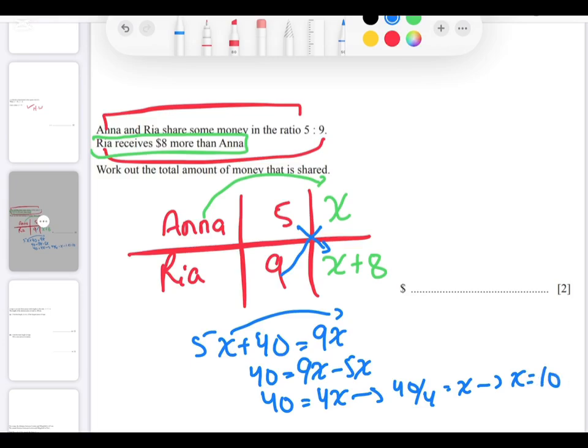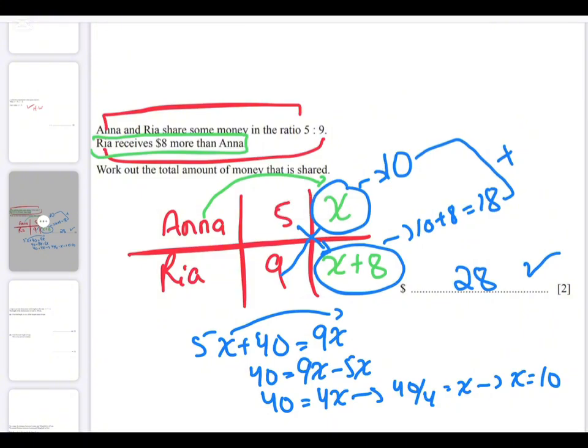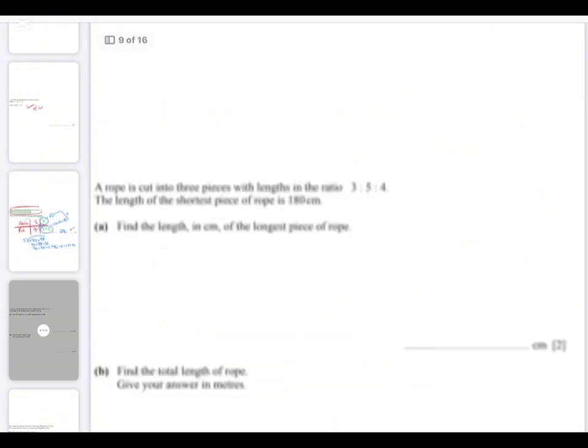We need to find out the total amount, so this is the value of x, so this means that the value of Anna is x, so Anna has 10 rupees, for example, $10, okay, and Ria's share is 10 plus 8, which is equal to 18, and the question demands the total amount, so we need to add these two amounts, Anna and Ria. So 10 plus 18 will give us $28. This will be your final answer. Okay, I hope everything is clear in this question. That's a very easy question, just need to understand the basic concept of that question.